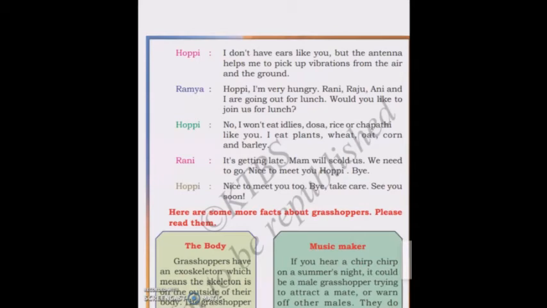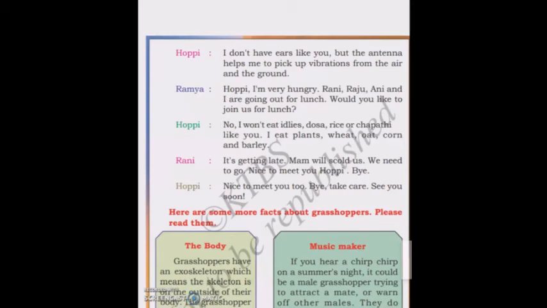Now Ramya says, Hoppy, I am very hungry. Rani, Raju, Annie and I are going out for lunch. Would you like to join us for lunch? Now after playing and after talking with Hoppy, Ramya is very hungry. So she says that Rani, Raju, Annie and I are going for lunch. So would you like to join us? Would you come with us for lunch?